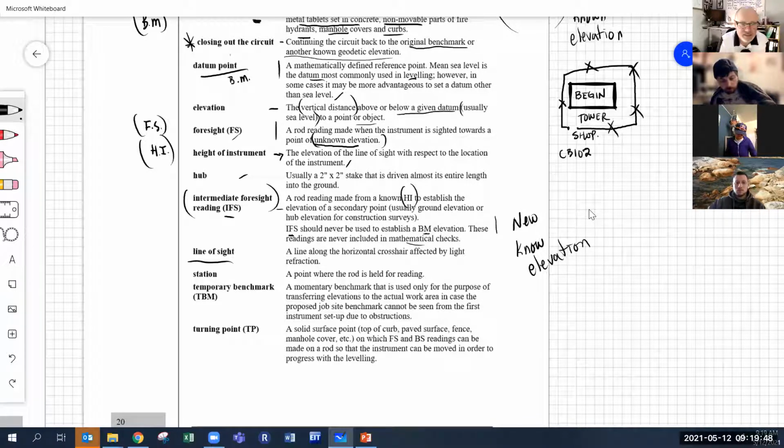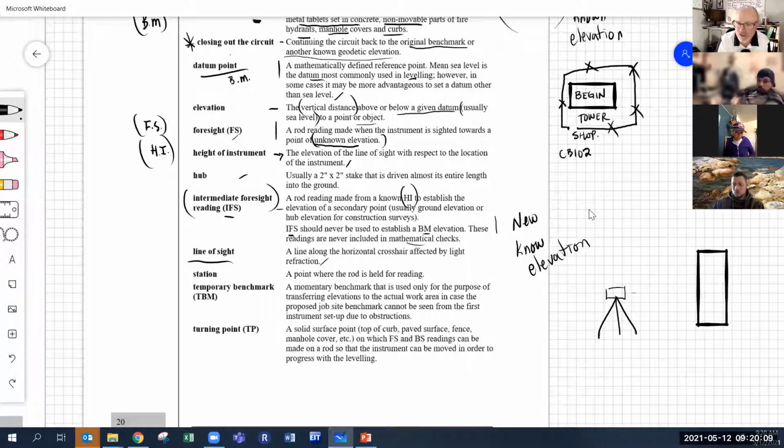Line of sight: a line along the horizontal crosshairs affected by light refraction. Okay, I'm going to add what a line of sight is. If you set up your builder's level and then you have an obstruction in there, like a wall or something, you can't see where your guy is with the rod. You don't have a line of sight to the rod. So you will have to make sure your line of sight is available for your next readings.